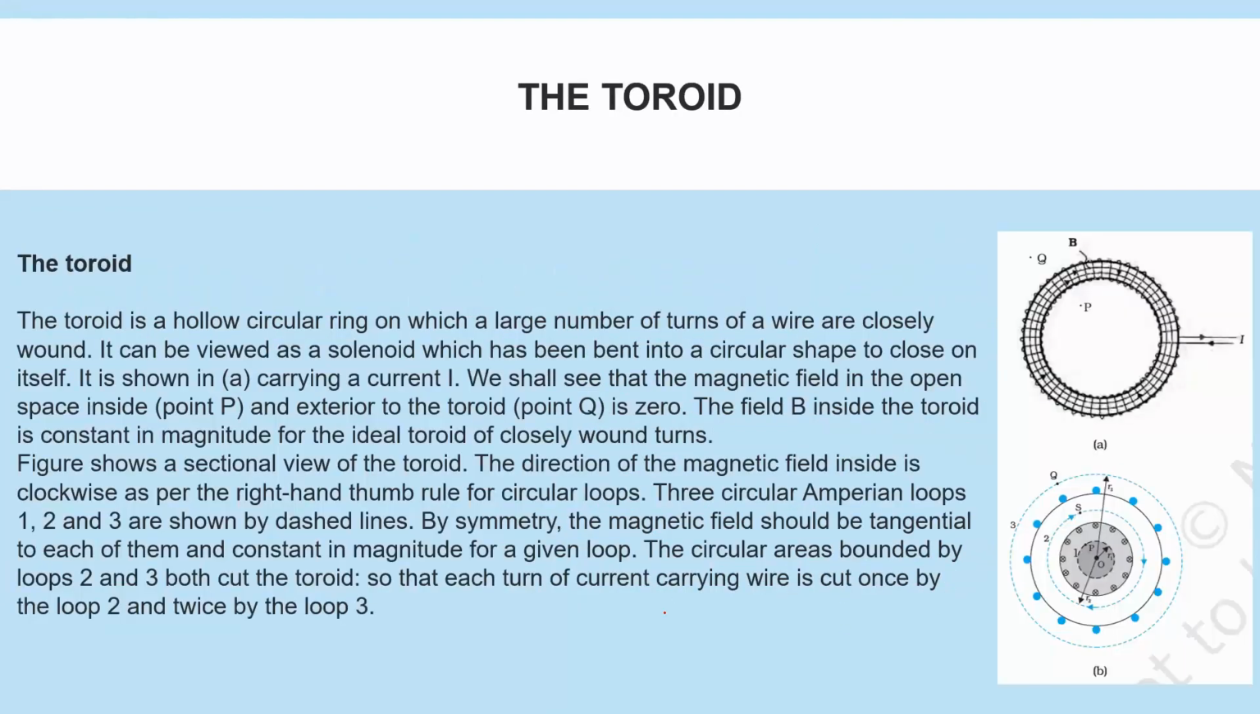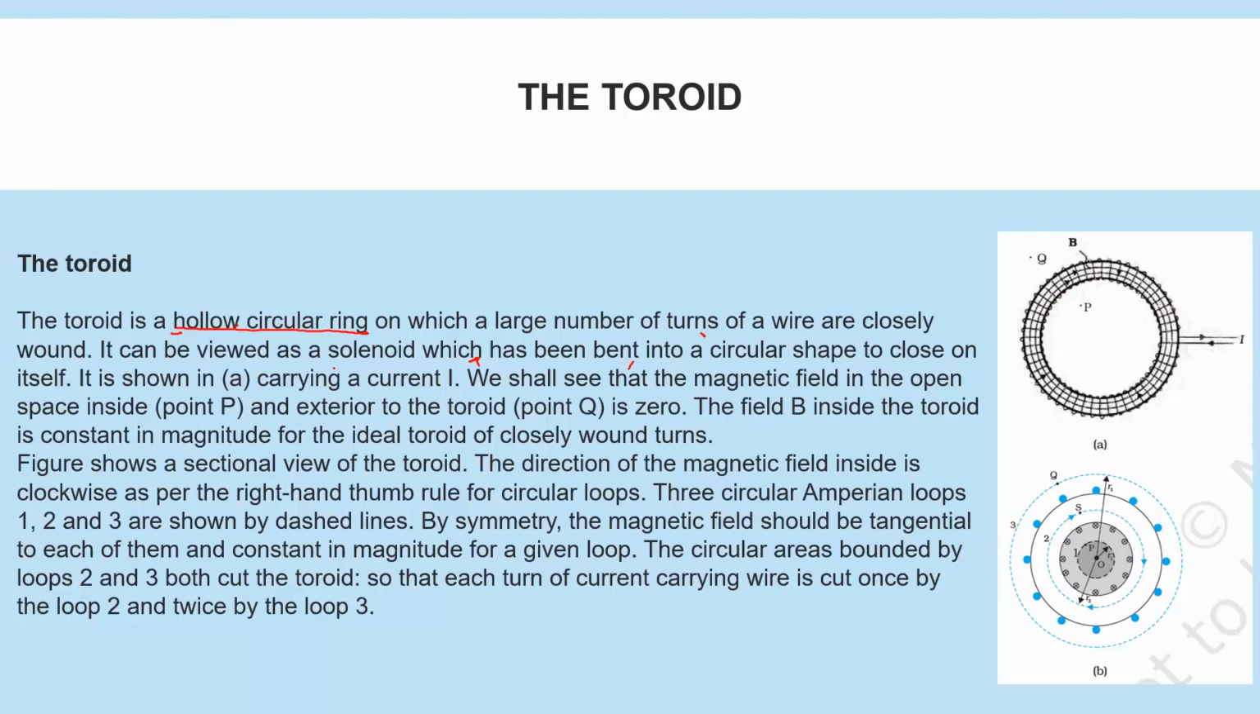Now we come to the toroid. What is a toroid? Suppose you take a solenoid, which has these turns, and you turn the entire cylinder into a circle. Essentially, it is a hollow circular ring, and there are a large number of turns that are again very closely spaced together.